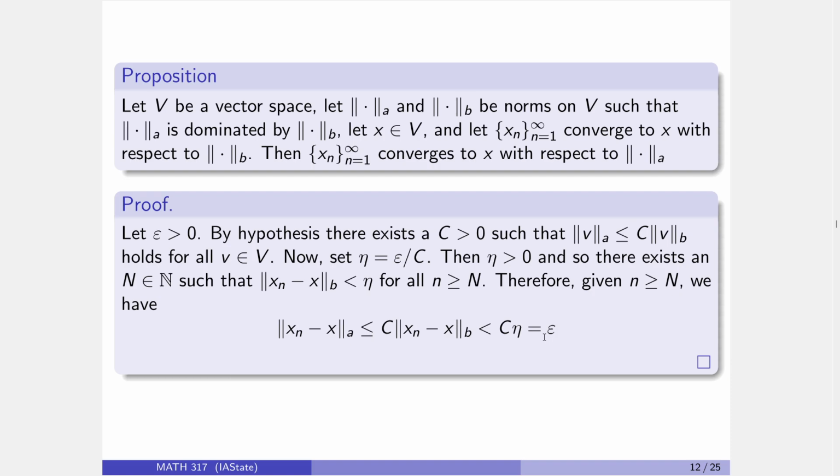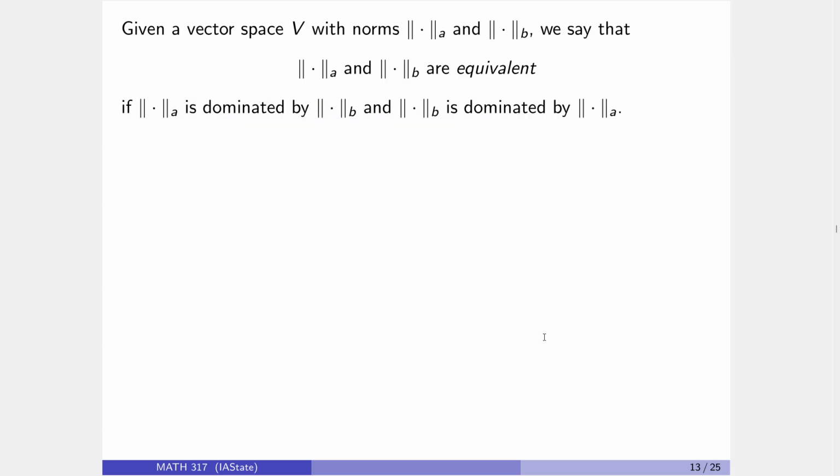So here we see that if we have a norm A that's dominated by a norm B, then convergence in B will ensure convergence to the same thing in A. So as we just saw, if you're converging in the infinity norm, you're going to converge in the one norm, and you'll converge to the same thing. Quite nice. So obviously then, we want to introduce the following definition.